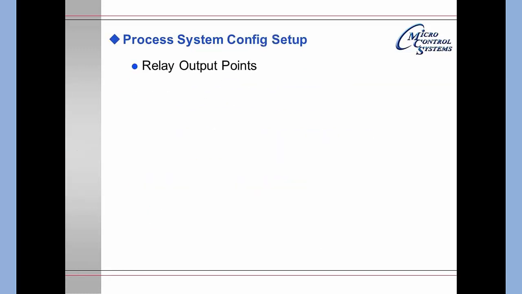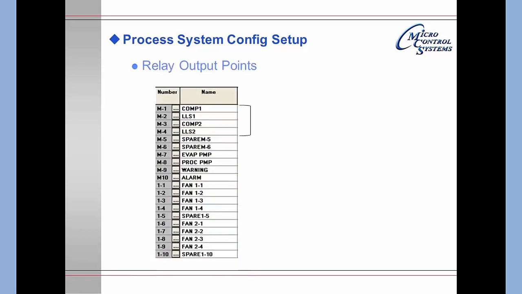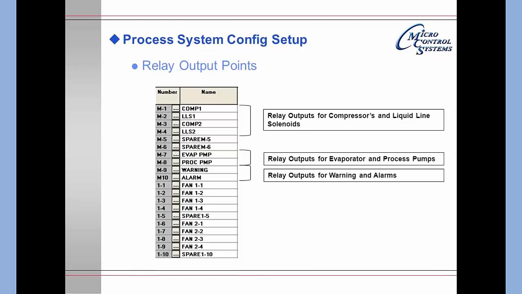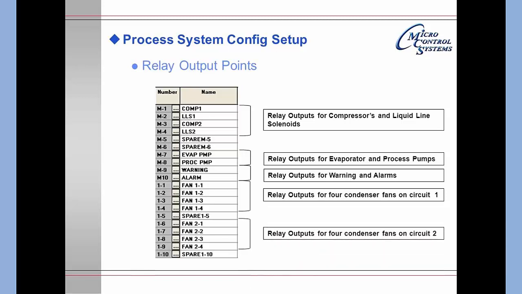Looking at the system configuration, we'll look at the relay output points first. You will notice that it is a standard chiller type setup. We have compressor 1, liquid line 1, compressor 2, liquid line 2. Those are the relay outputs that are controlling the compressors. Then we have an evap pump and also now a process pump. You have the standard warning alarm system outputs, and then we have the condenser fans for circuit 1 and the condenser fans for circuit 2.